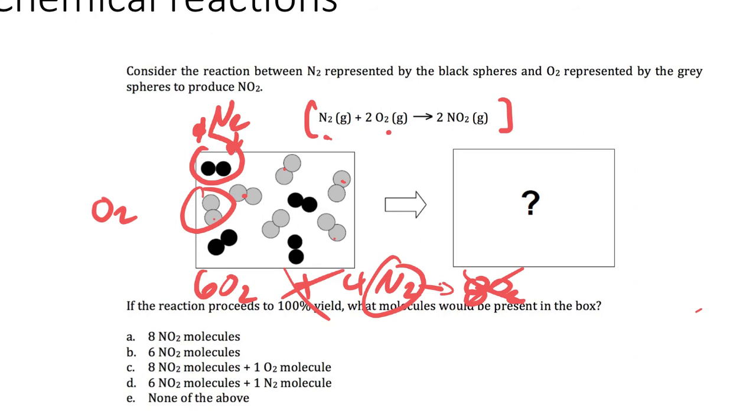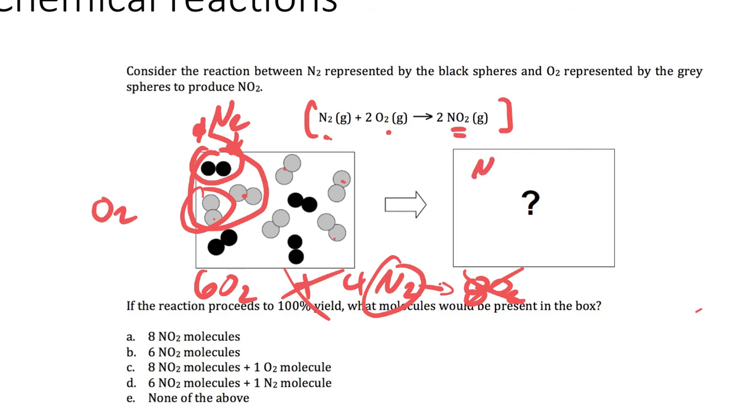Likewise, for all 6 O2s to react, for every 2 of them, I need 1 nitrogen. So if I divide by 2, I get 3. So I only need 3 nitrogens to react with the 6 oxygens. So I can have 1 N2, 2 O2s react. And then on the product side, what we would have for them are 2 NO2.